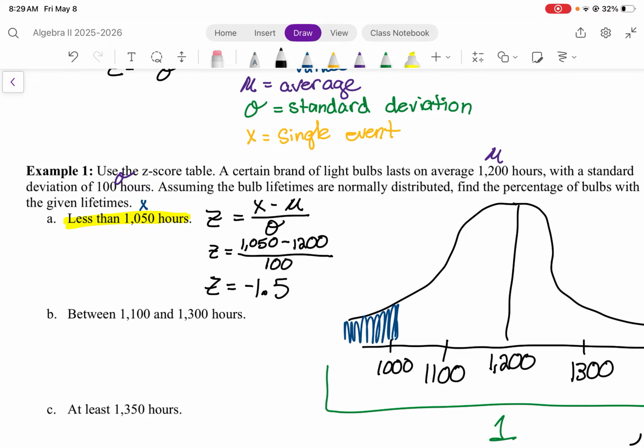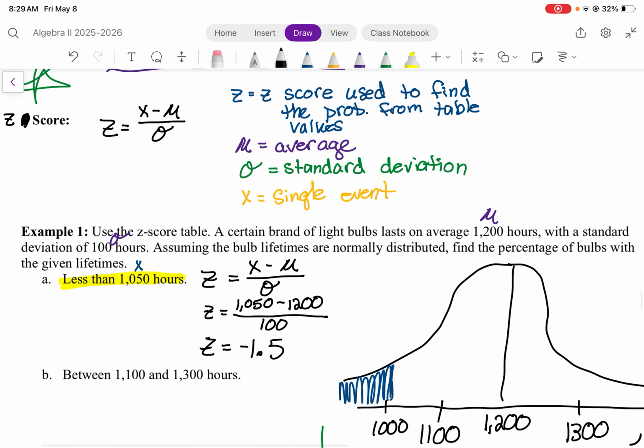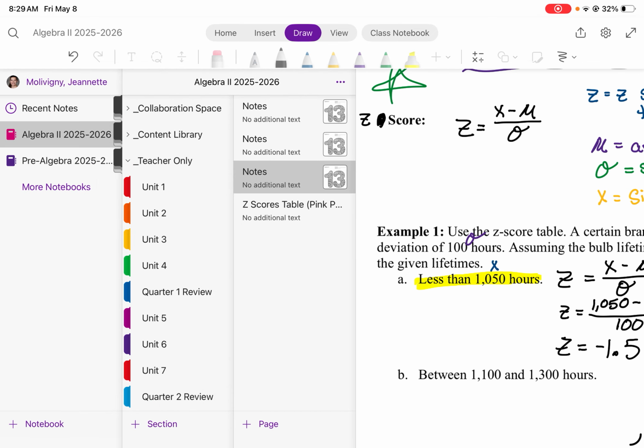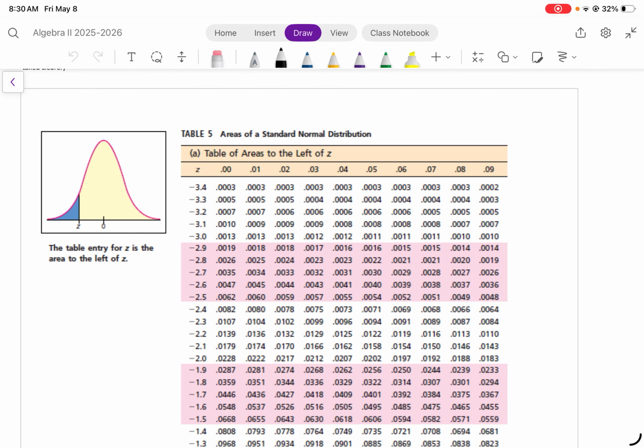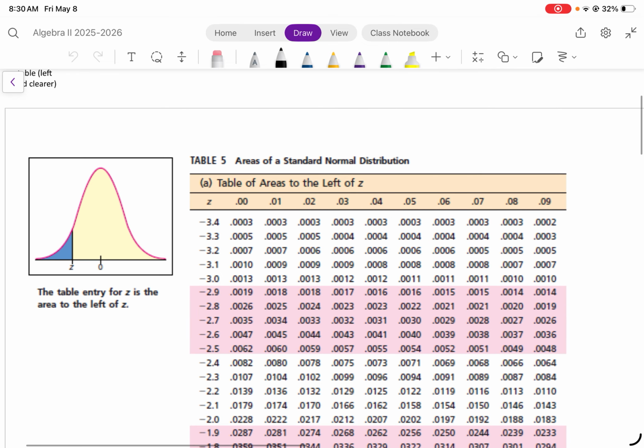Now, remember, the z value is used to find the probability from our tables. That's not your final answer. So z is not your final answer on this one. So you're going to go to your table, and it was negative 1.5. So that means we are on the left side of our curve, which makes sense because we were going up to the 1,050 hours for the light bulb.